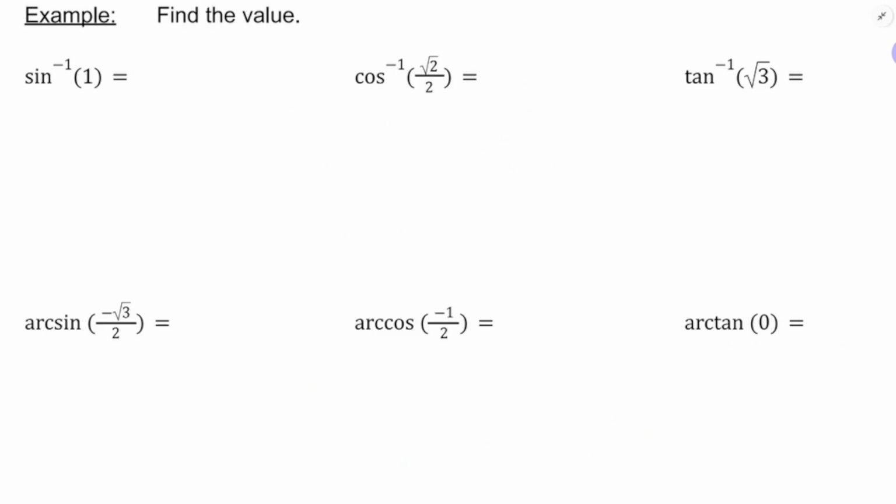Okay, now I think it's time for you to do some practice on your own. Find these arc trig values. Do this with the video paused because I'm just going to bring in the answers here in a couple seconds.